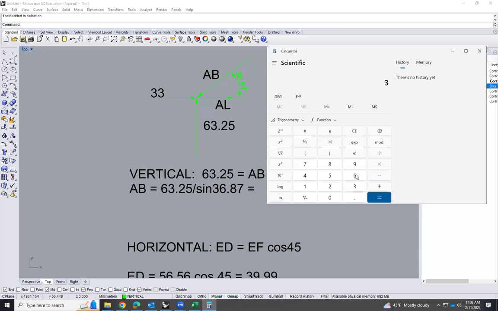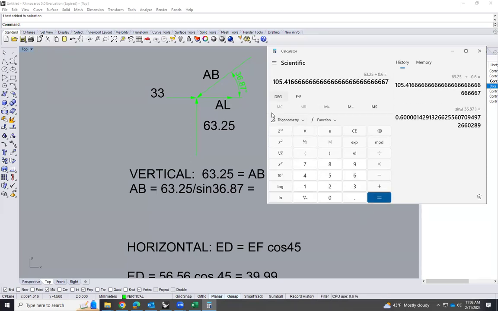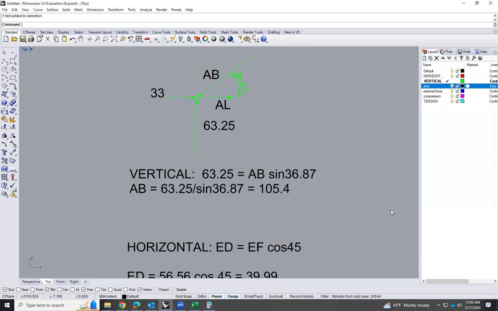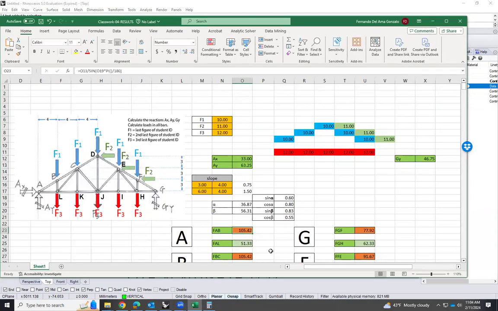So again, we have 36.87 sine. So this is 0.6. So 63.25 divided by 0.6 is 105.4. If I go to the Excel file, it should be the same, 105.4.